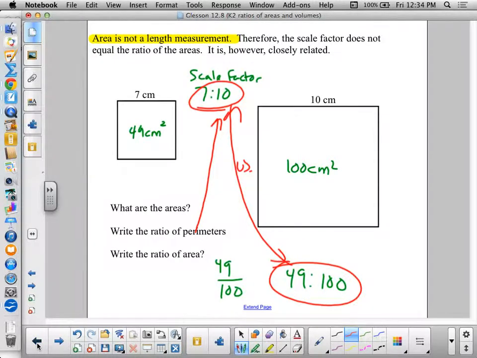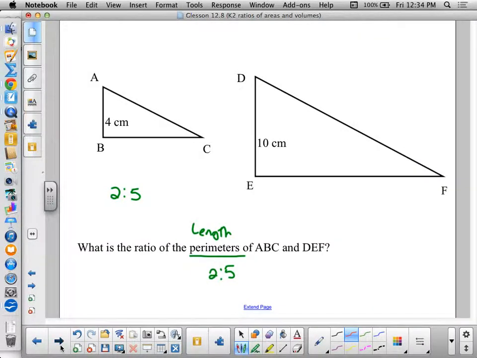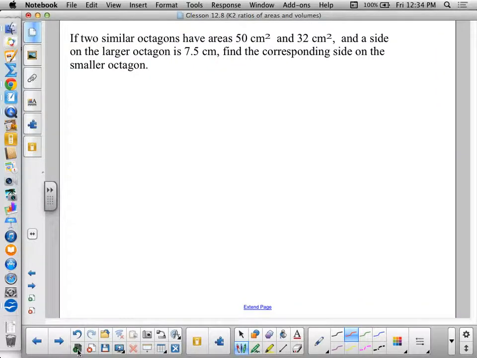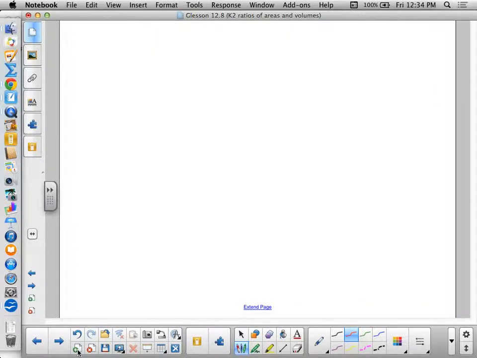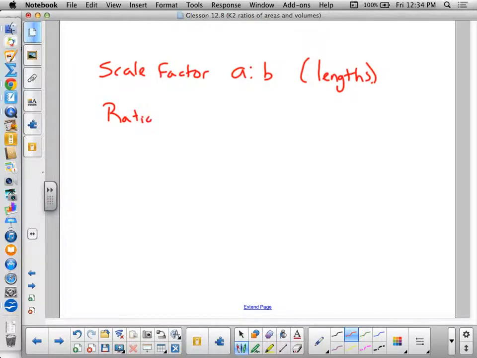So, going back here, actually, we'll just add a page in. If I have a scale factor of A to B, that applies to lengths. So the ratio of areas is going to be A squared to B squared. And that, of course, applies to areas.